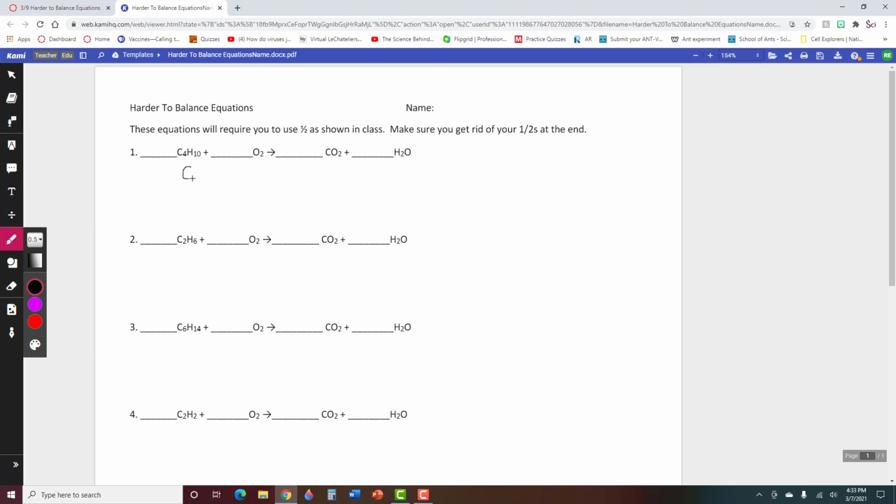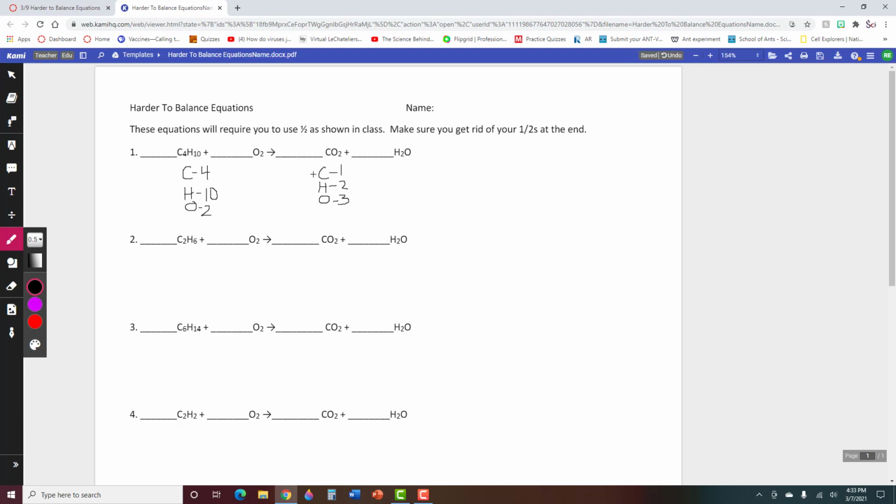Alright, so I got C's, and there are 4 of them, and then H's, and there are 10, and then O's, and there are 2. And then over here on this side, make sure you always list your elements in the same order as you listed them on the other side, whether they're in that order or not. So C is 1, H is 2, and then O's, you have to add these together, and that is going to give you 3.